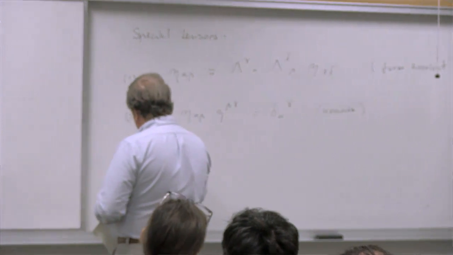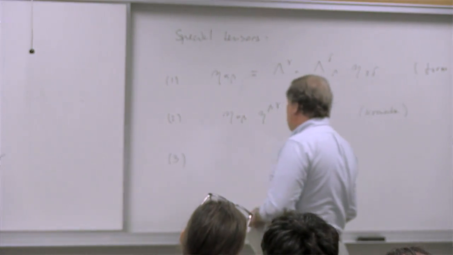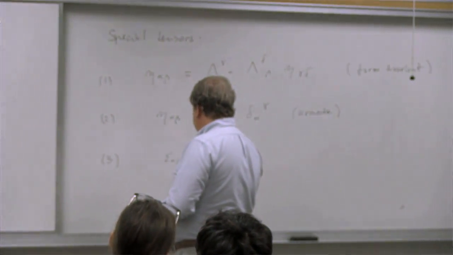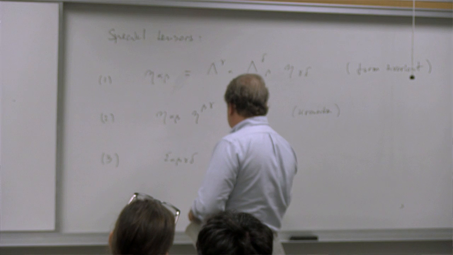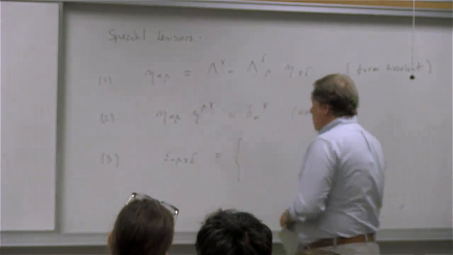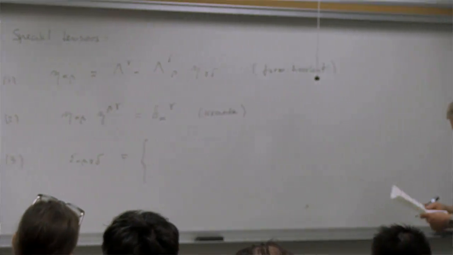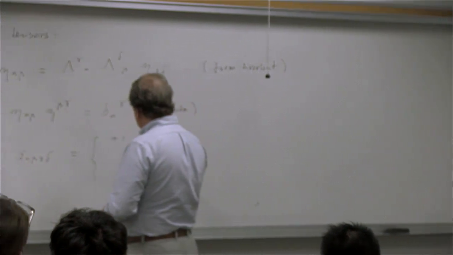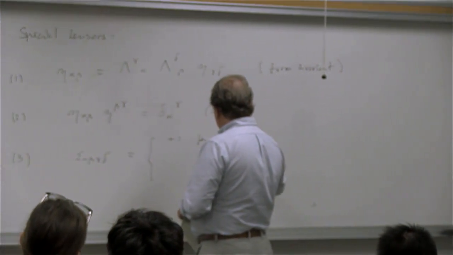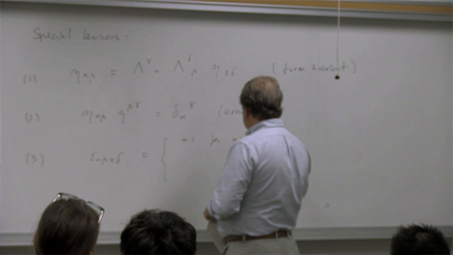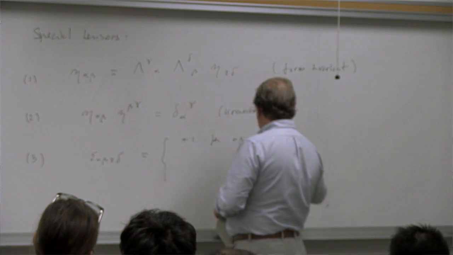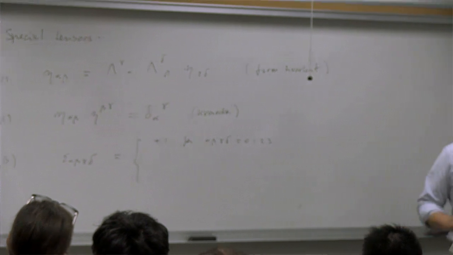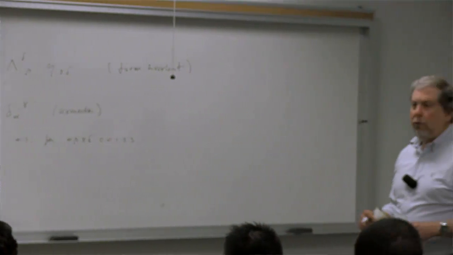So the third case is the epsilon symbol. If you take epsilon alpha beta gamma delta, this epsilon or Levi-Civita symbol is equal to +1 for alpha, beta, gamma, delta equals 0, 1, 2, and 3. So it's the standard definition of the epsilon symbol generalized to 4 dimensions.